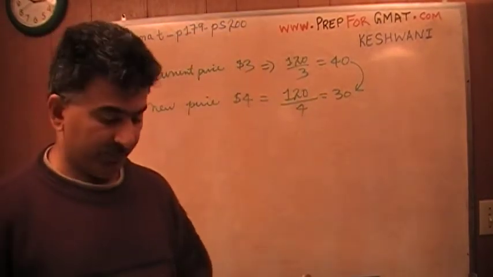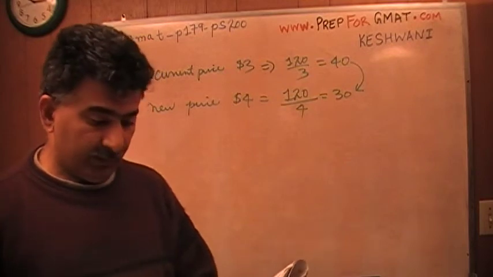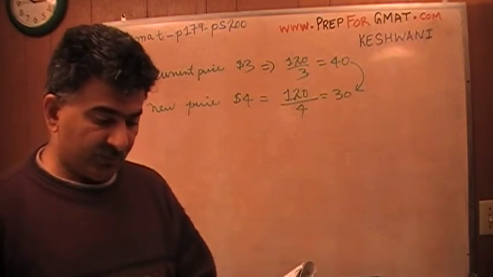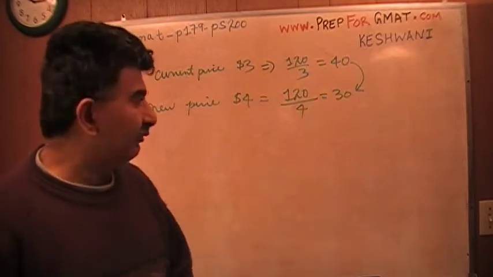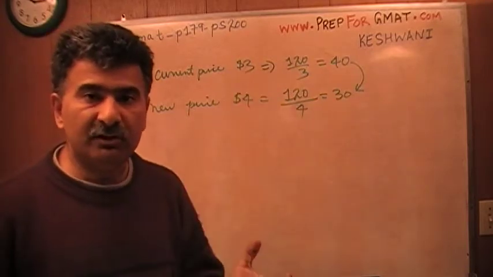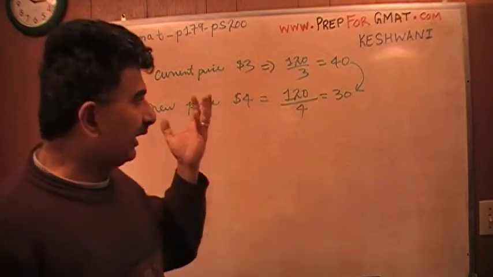What does the problem tell me? The problem tells me that if the current price of each towel is increased by $1, 10 fewer towels will be bought with $120, which is exactly what I found here. All the pieces of the jigsaw puzzle fit. The answer is C. That's it.